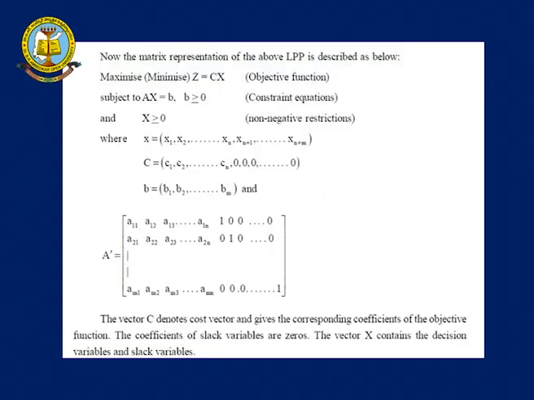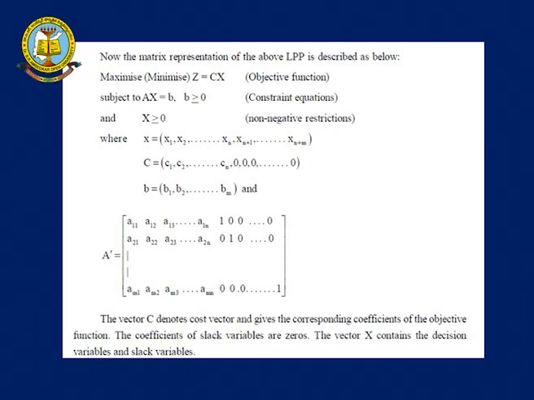Now, these are linear equations with n unknown variables and m constraints, and we write them in matrix form. We have to represent the above LPP in matrix form. The objective function is either minimum z or maximum z, equal to c1 x1 plus c2 x2 plus up to cn xn. This is known as the objective function. Coming to the constraints, here I have taken m constraints with n unknown variables, so we write them in matrix form as Ax equal to b, where b is greater than or equal to 0. This is known as subject to the constraints.